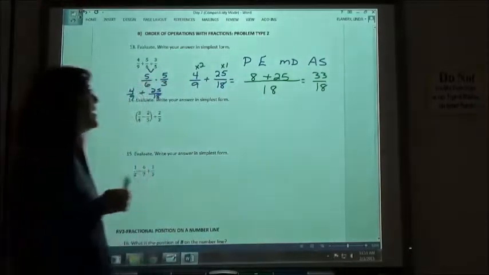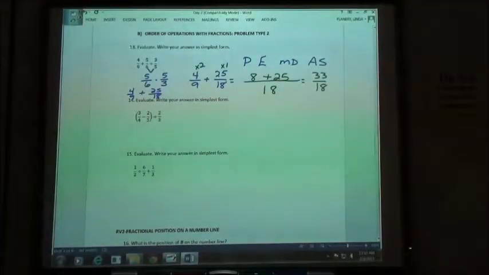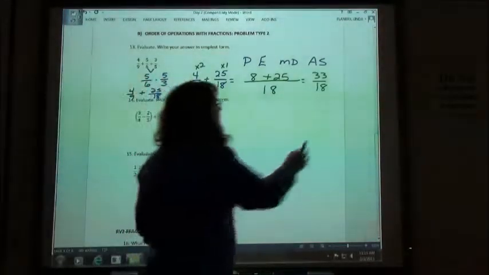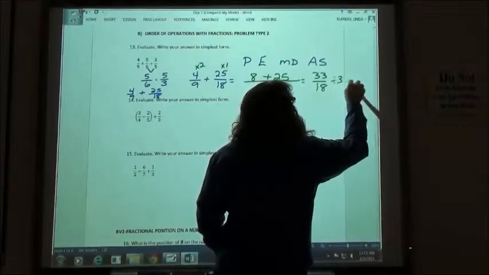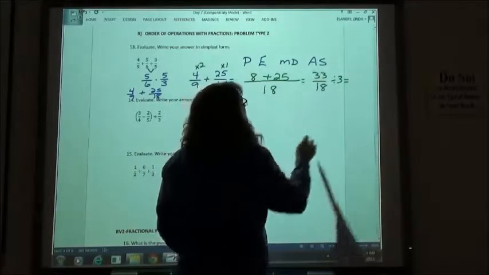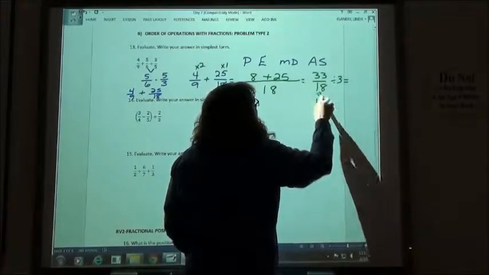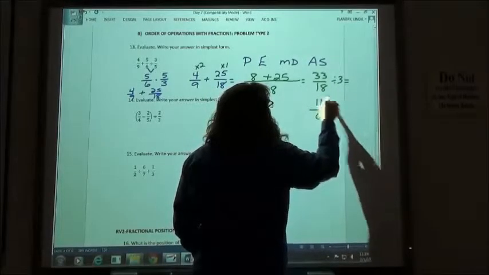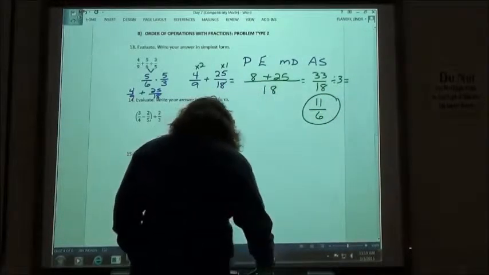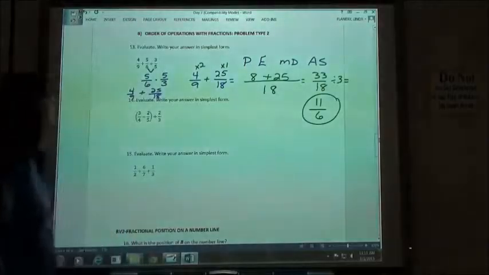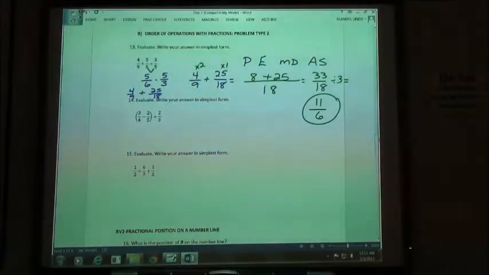Now 33 and 18 can be reduced because they're both divisible by 3. So I got to go ahead and simplify my fraction. 33 divided by 3 is 11. 18 divided by 3 is 6. Now I can't simplify it any farther. So 11/6 is going to be my answer.